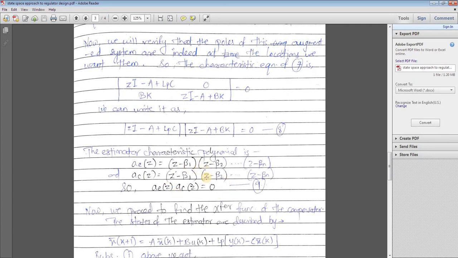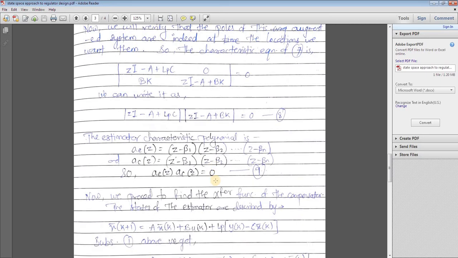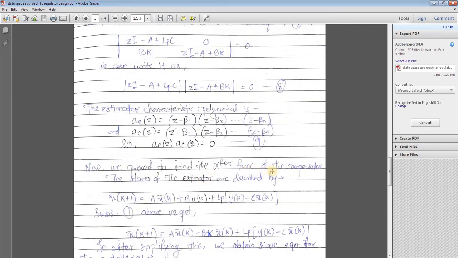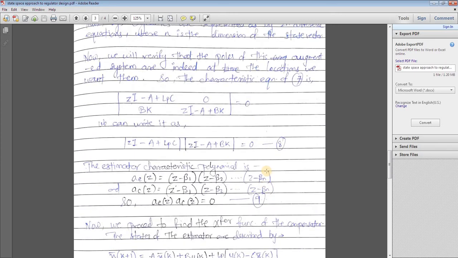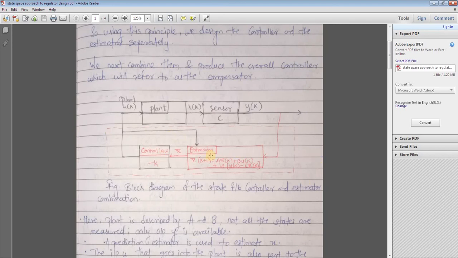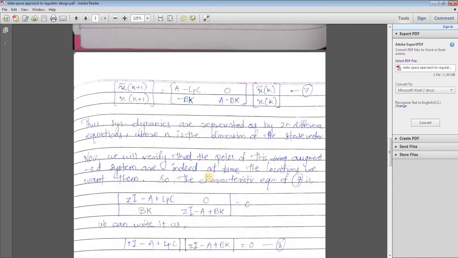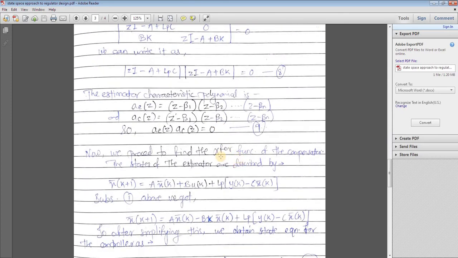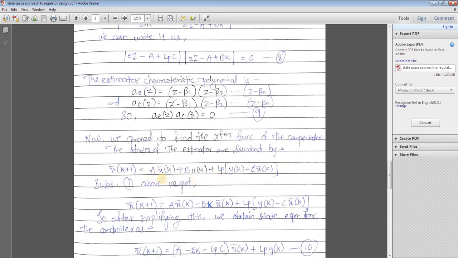So now after this indication and equation number 9, we proceed to find the transfer function of the compensator, which is given inside the dash lines, as I told earlier, and consists of the control law and estimator. The states of the estimator are described by x bar of k plus 1 equals A x bar of k plus B u of k plus Lp (y of k minus C x bar of k).